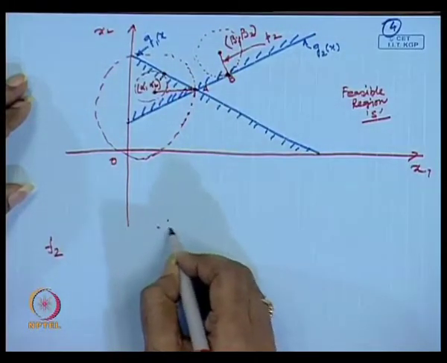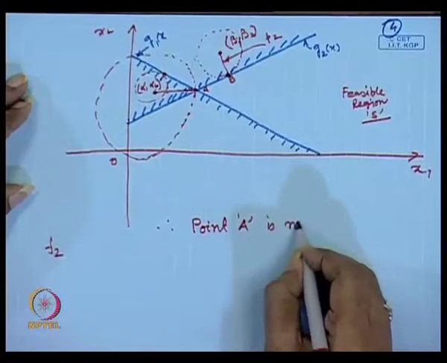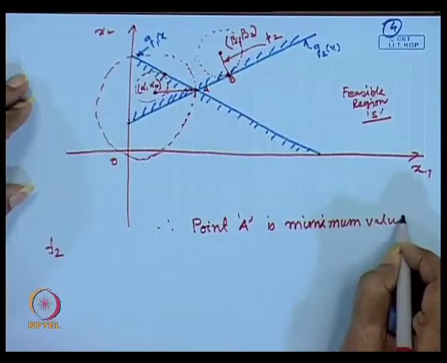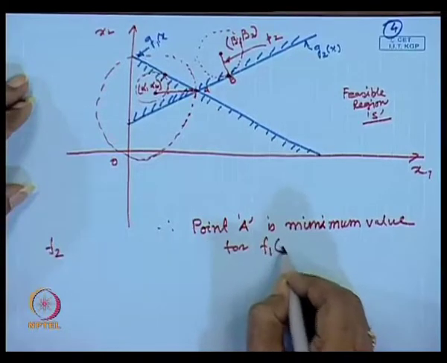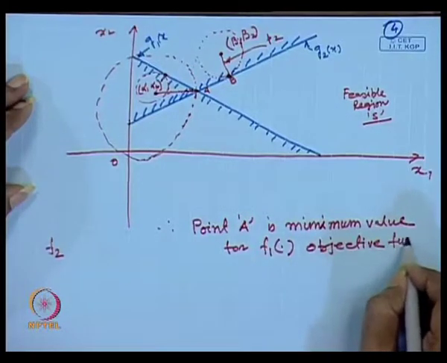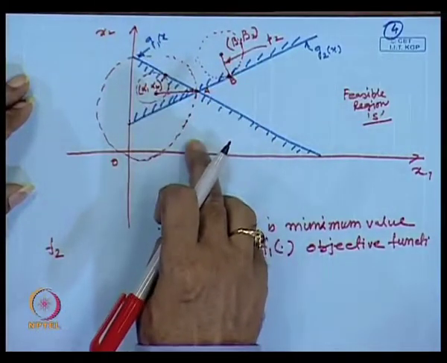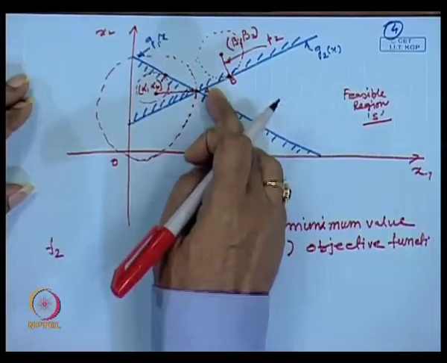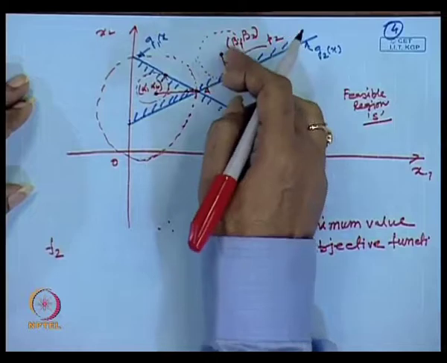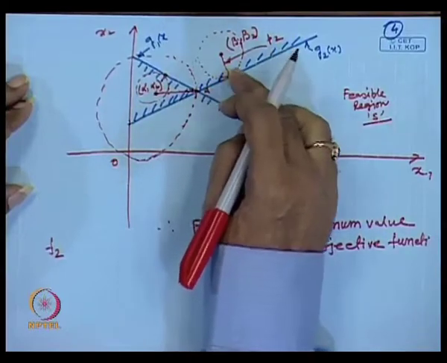Okay. So, we can point out now that the point A is the minimum value for the f1 objective function. If you draw another circle whose radius is greater than this one, then this is feasible in this region, but that is not the minimum value of the function. Whereas this value is the minimum point, but they are not coinciding at the same point.